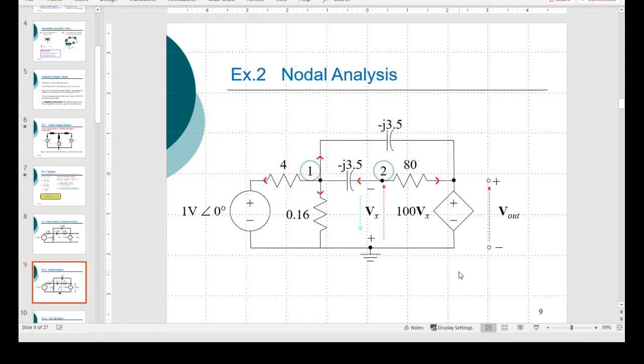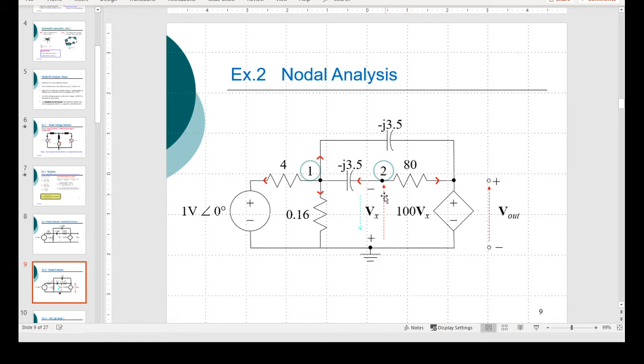Let's go to the next slide. You see I've put here a blue arrow to indicate Vx. Now, we need to label our nodes. We have node 1, and this is not known, so I've called it node 2. There's two elements meeting here. Remember, this is a node because there's two elements meeting, the capacitor and that resistor.